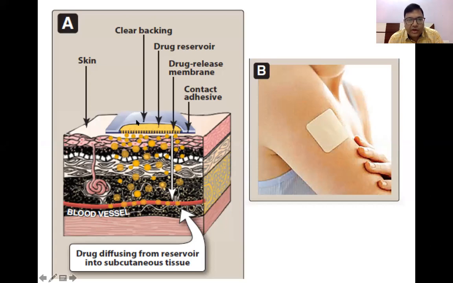And what this patch actually contains: the patch has a backing, then there is a drug reservoir, then there is a membrane which causes a slow release of the drug, then there is the adhesive layer which is adhered to the skin, and slowly from this drug reservoir the drug goes on being absorbed through the skin and reaches the blood. The drug diffuses from this reservoir into the subcutaneous tissue and then into the circulation slowly, and produces the effect for a longer duration.